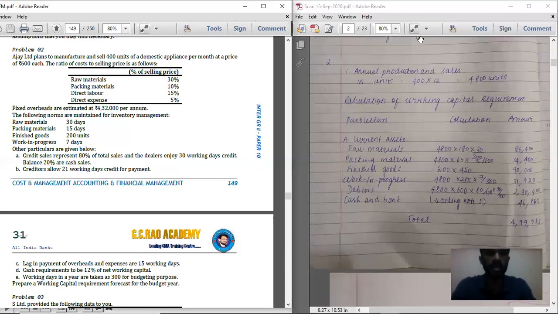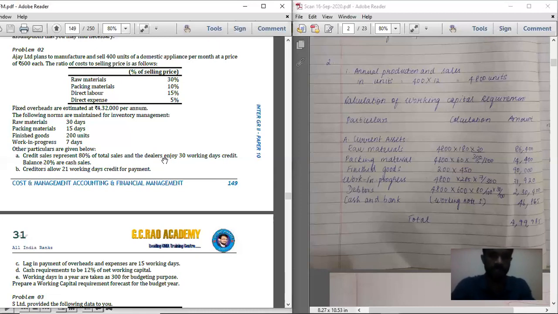And next, other particulars are given below. Credit sales represents 80% of total sales, and the dealers enjoy 30 working days credit. Balance 20% are cash sales. See, total 4,800 units, that is 400 units into 12. Out of that, 80% of total sales is credit sales. So 4,800 into 80%, that is 3,840 units are credit sales, and remaining are cash sales.